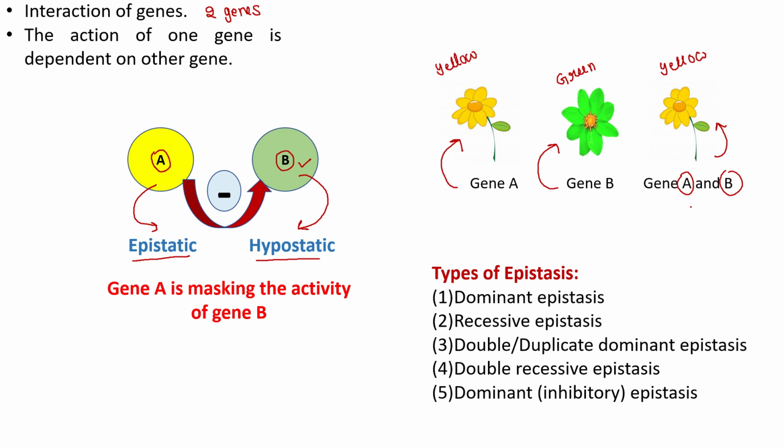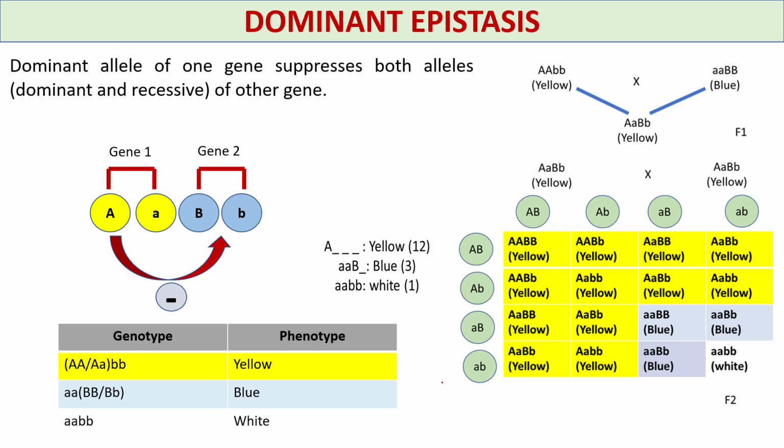There are 5 types of epistasis: dominant epistasis, recessive epistasis, double or duplicate dominant epistasis, double recessive epistasis, dominant inhibitory epistasis. 5 types of epistasis are there. We will discuss them one by one. First one is dominant epistasis.